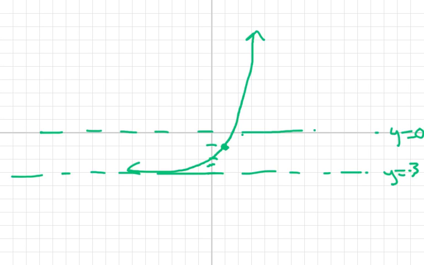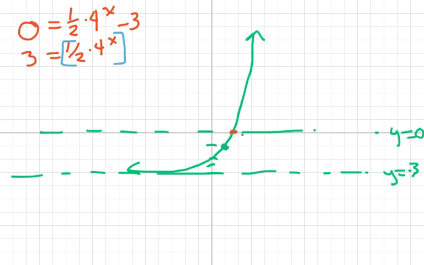Now to find the x-intercept here, what we're going to do is set y equals 0. So when y is 0, what's x? So we're looking for this point here. So we're going to let 0 equal 1/2 times 4 to the x minus 3. I add 3 to both sides. And then I'm going to multiply both sides by 2. I'm solving for x. So I get 6 equals 4 to the x.